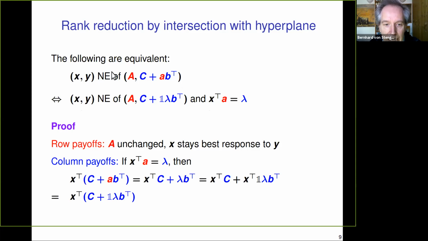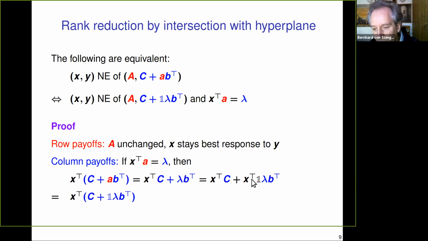So clearly the two games here have the same payoff matrix A, so the row payoffs are unchanged. So clearly x stays the best response to y. So let's look at the column payoffs. If x transposed A is equal to lambda, as we state here, then the column payoffs for the first matrix can be written as x times C plus A B, which is this here, x times C plus, now this is x A B transposed, which was lambda. So the lambda is here.